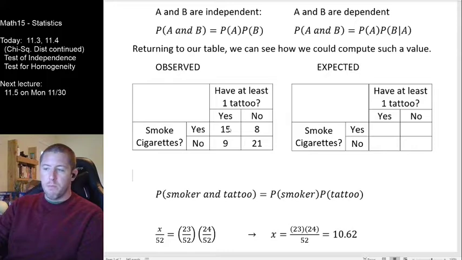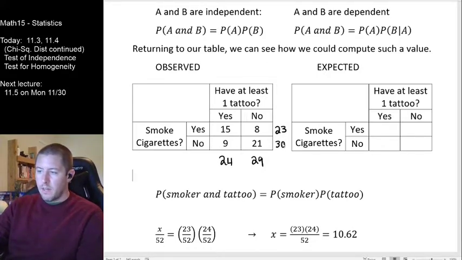So just to help me with my math, the first thing I'm going to do is compute my sums here. I see that in total, 24 people that I observed had a tattoo. In total, 29 people did not have a tattoo. In total, 23 people did smoke cigarettes. And in total, 30 people did not smoke cigarettes.